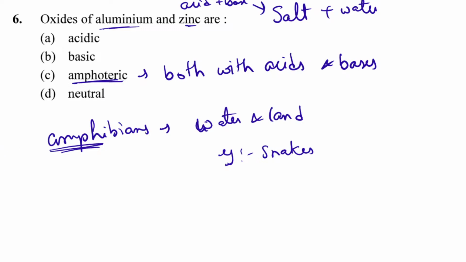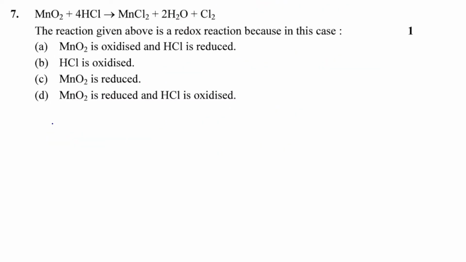Okay, see the next question. MnO2 plus 4HCl gives rise to MnCl2 plus 2H2O plus chlorine. They are asking about the reaction above as a redox reaction. Redox means it has both reduction as well as oxidation. In this case, they are asking which is getting oxidized and which is getting reduced.